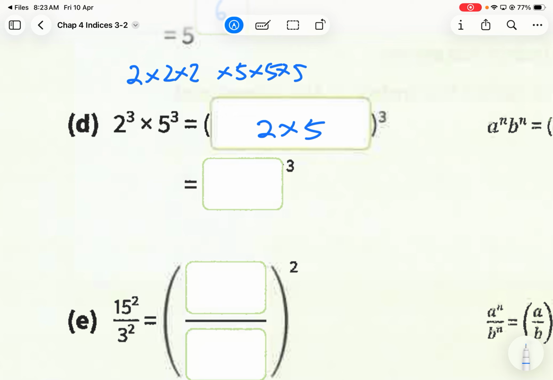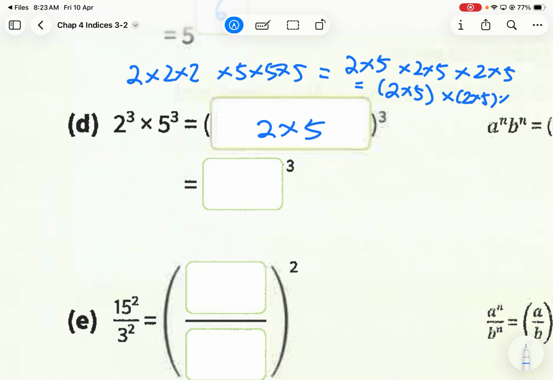Okay? So multiplication, I can also rearrange it a bit to become 2 times 5 times 2 times 5 times 2 times 5. Then I can write it as 2 times 5 to the power of 3. Okay? So it works both ways. 2 times 5 I can multiply together, then become 10. So it works both ways.